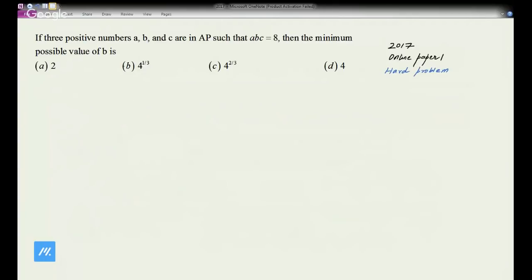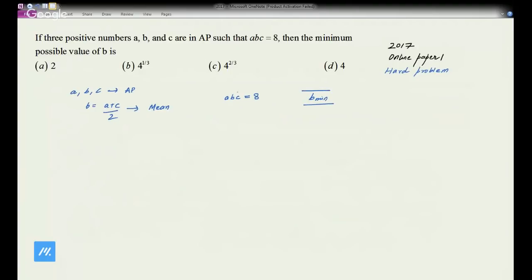Okay, so let's see quickly now. Time up, guys. It is given A, B, C are in AP. Right? So we can say that B is equal to (A plus C) by 2, and this is the definition of mean also, the arithmetic mean of A and C. This is how you will write. Now you are given ABC is equal to 8, and you want to find the minimum possible value, B min.